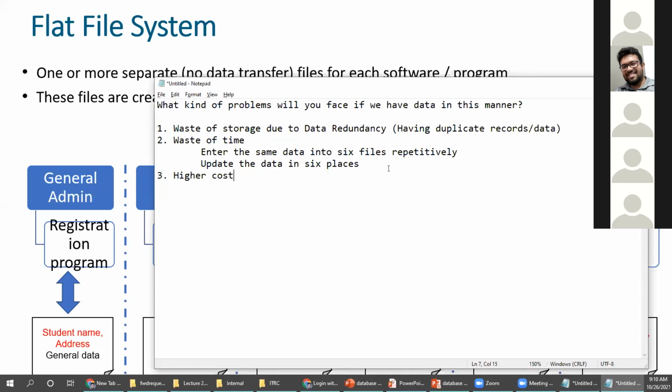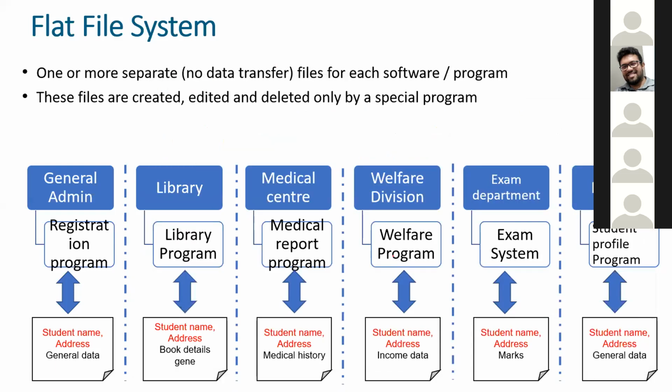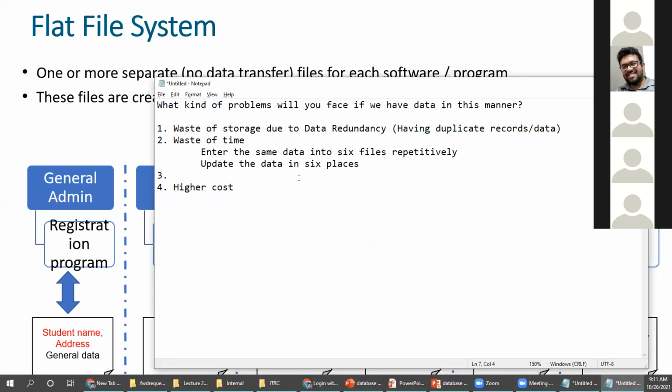Before that, I had to explain something else. Now I told you, if that student changes his address, you should remember to update 6 places. What if you forget to update 2 or 3 places? So you will not have data consistency. So you will have data inconsistency or data integrity issues, we call them also. That means not having uniform data across these files.